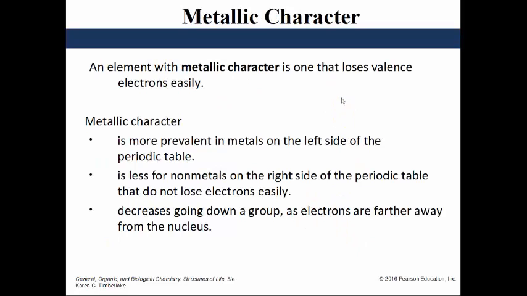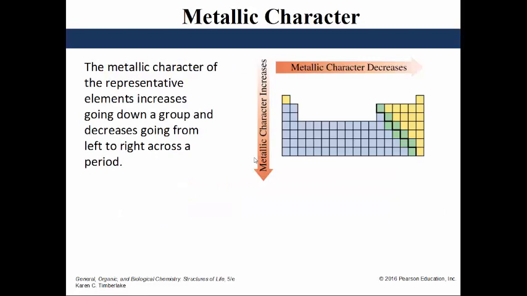All right, an element with a metallic character is one that loses a valence electron fairly easily. And this is going to be more prevalent in metals on the left-hand side of the table. It's less for non-metals on the right-hand side because they don't lose electrons all that easily. And this character will increase going down a group as electrons are further away from the nucleus. So again, given a generic image of the periodic table, as you go down the table, the character will increase. As you go to the right, the metallic character will decrease.